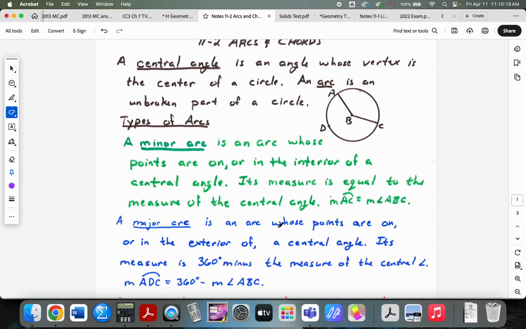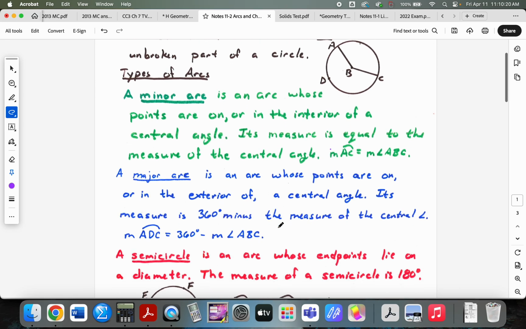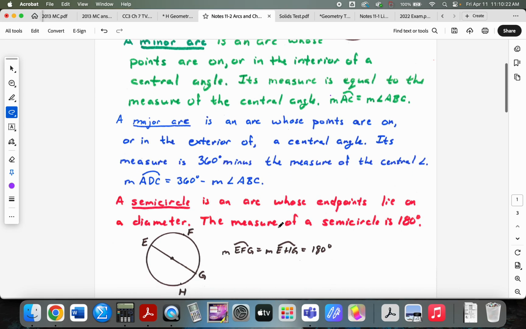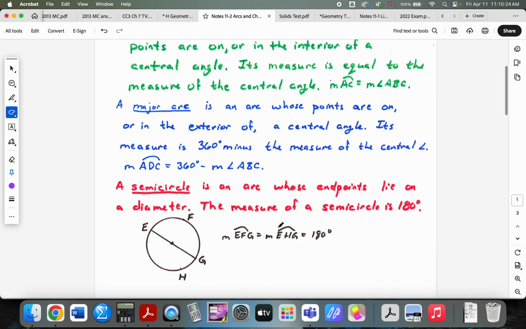Okay? And then last but not least, we have a semicircle. A semicircle, much like a hemisphere, and I never understood why one was hemi and one was semi. There's probably a reason for it, I just don't know what it is. But a semicircle is an arc whose endpoints lie on a diameter. It's exactly half of the circle.